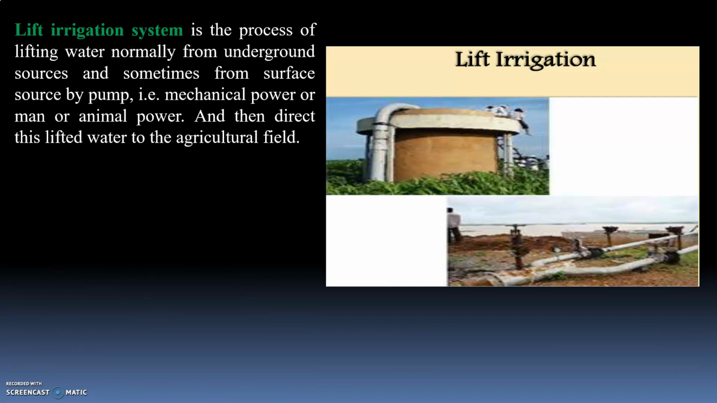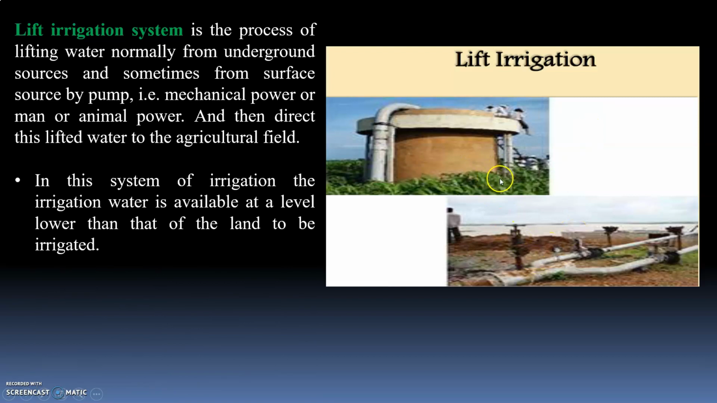Next, we'll see what is lift irrigation system. Lift irrigation system is the process of lifting water normally from underground sources, and sometimes from surface sources, by pump. You can see here, this is the lift irrigation system. Here the water is lifted from the underground sources. Sometimes you may require mechanical power or man or animal power to lift the water, and then this lifted water is supplied to the agricultural field.